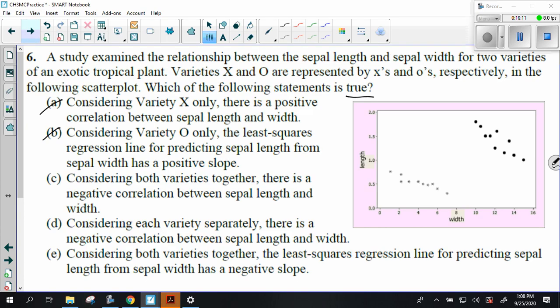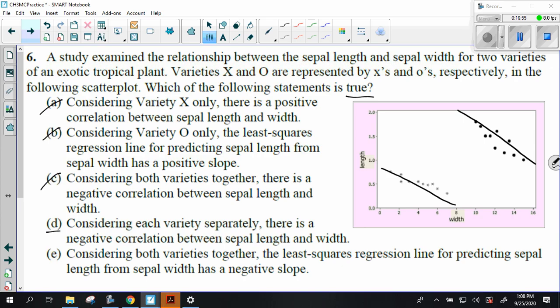Coming back to this sepal length weirdness, combining both varieties together, there is a negative correlation between sepal length and width. Well, if we're to look at them together, we would have to have a line that went through all of that. So then that would definitely have to have a positive correlation, right? All right, if we're considering them separately, there is a negative correlation. So it would be a negative correlation and a negative correlation. I like that one. Let's read E and see what we got.